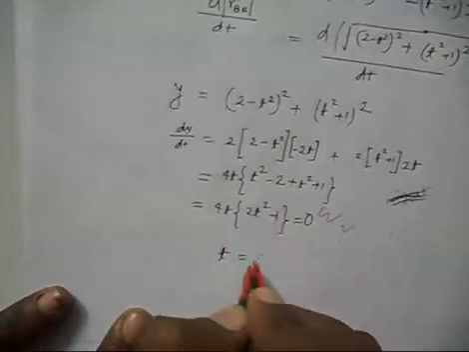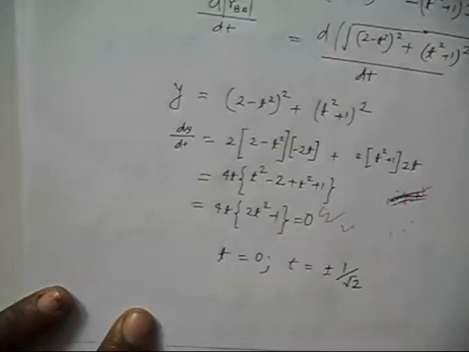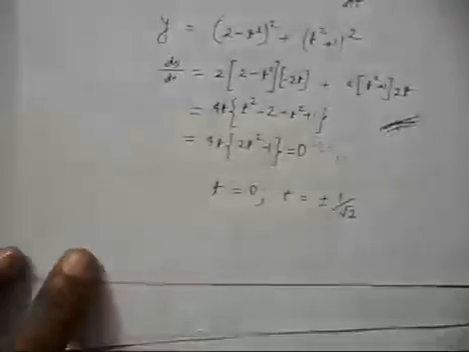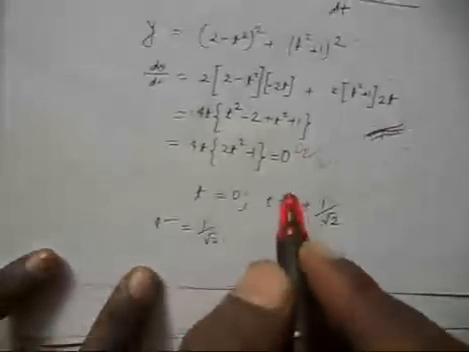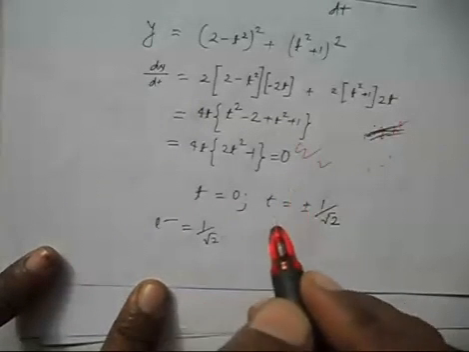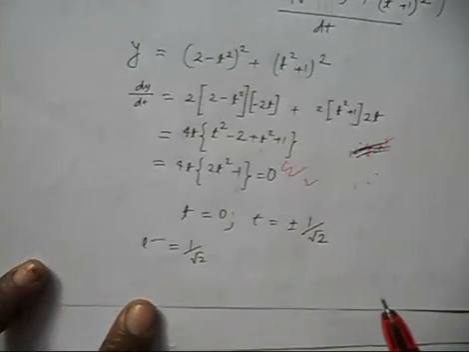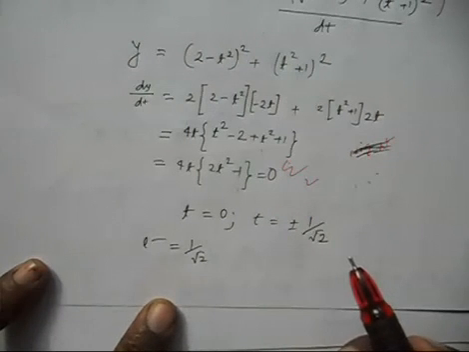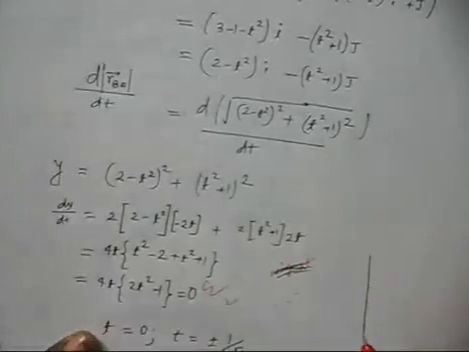So either we will have t equal to 0 or t equal to plus minus 1 by root 2. Minus is not a valid solution, so I have only one solution, that is t equal to 1 by root 2. So I can find the minimum distance by putting this value t equal to 1 by root 2, but we have to find only the time, so the time is 1 by root 2.